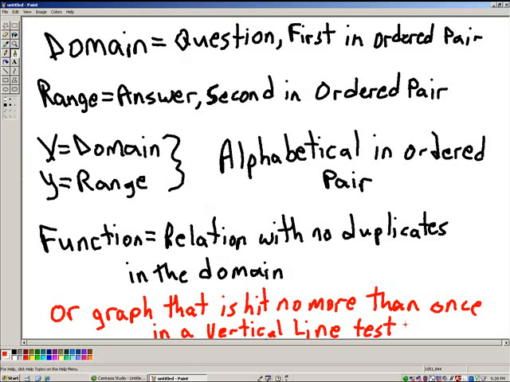So, to summarize, a domain is the question. The set of data that is the question. That always comes first in the ordered pair. The range is the set of answers. That always comes second in the ordered pair. X's are the domain, Y's are the range. Both the domain and range, X's and Y's, go alphabetical in ordered pairs. A function is a relation with no duplicates in the domain. Or, if it's given to you graphically, a function is a graph that is hit no more than once in a vertical line test.